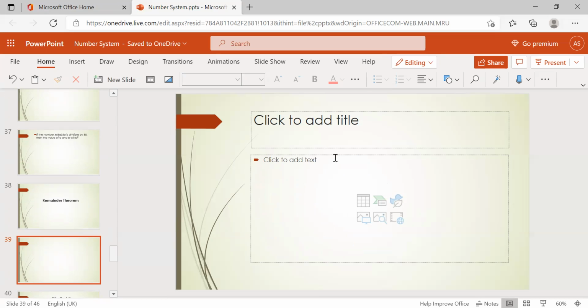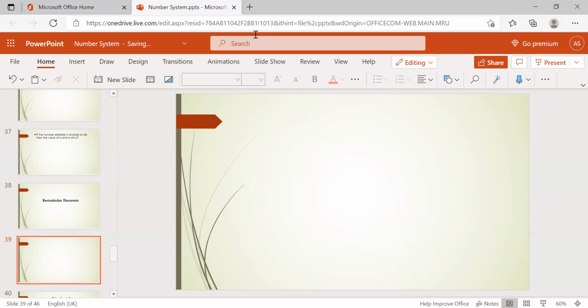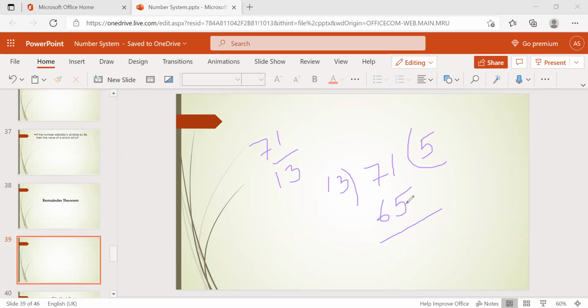Take an example. Suppose they have given 71 divided by 13. How are we going to divide this? So 13 into 71, and we take the closest multiple of 13 to 71. 13 fives are 65, right? So the remaining is 71 minus 65, which is nothing but 6.